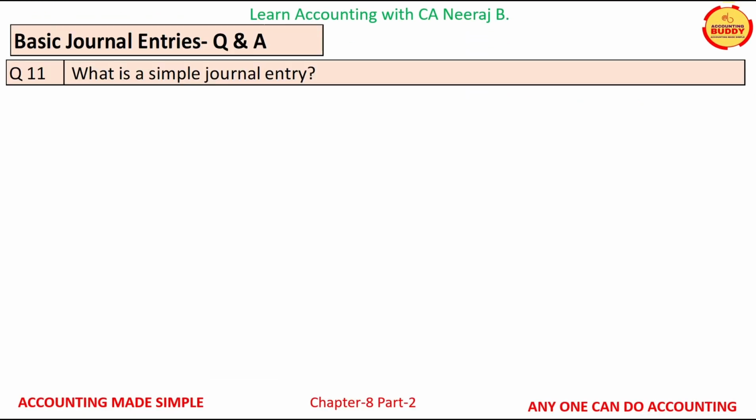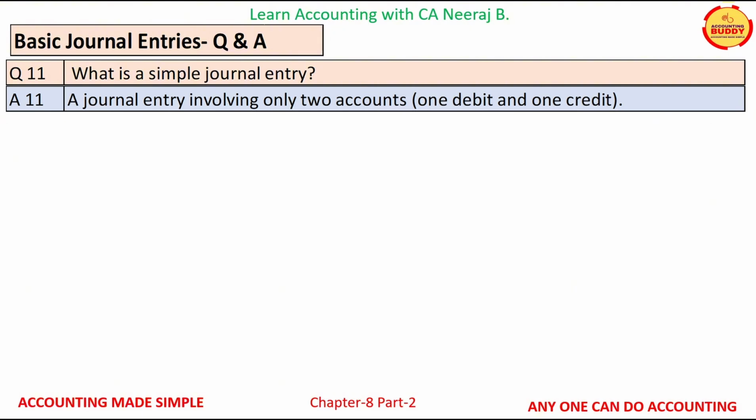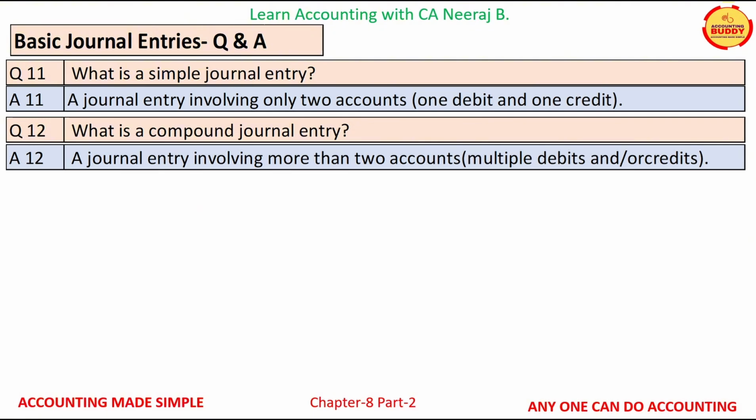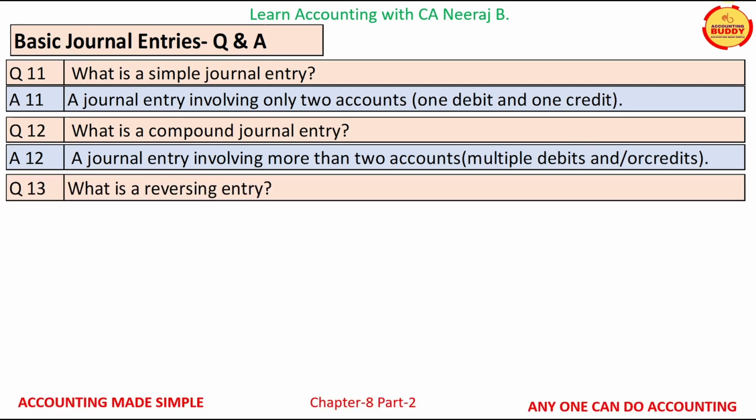Question number 11 is, what is a simple journal entry? The answer is a journal entry involving only two accounts, one debit and one credit, is called a simple journal entry. Question number 12, what is a compound journal entry? The answer is a journal entry involving more than two accounts, multiple debits or multiple credits, or a combination of both. Question number 13, what is a reversing entry?